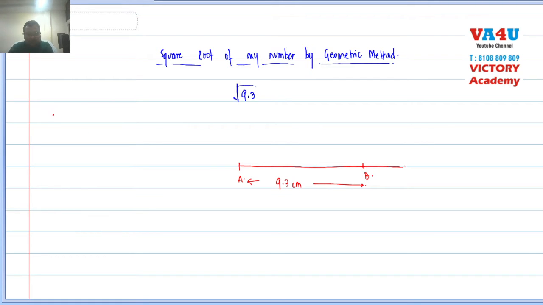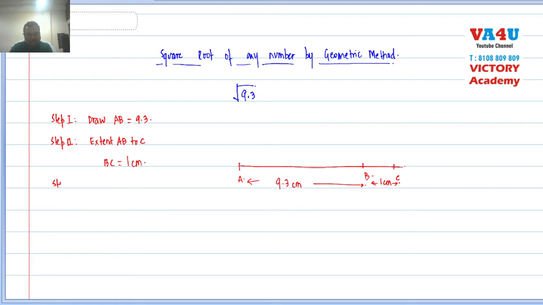Okay, so what is step 1? Draw AB equal to 9.3. Then extend AB to C such that this is 1 centimeter. What is step 2? Extend AB to C so that BC is 1 centimeter.